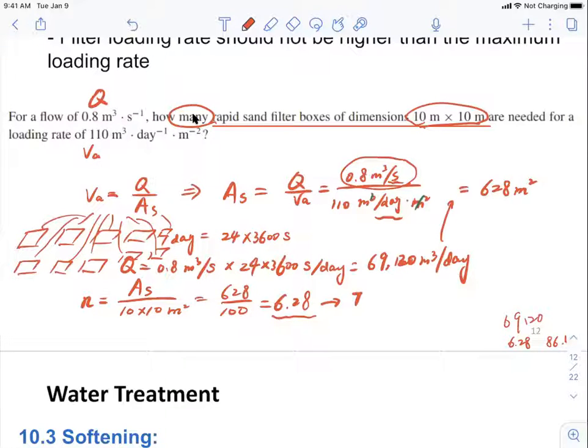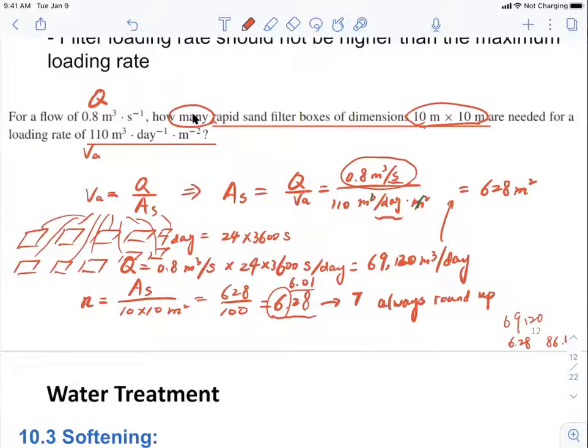The reason we're not rounding down is that if we just build 6 of them, then the velocity or the loading rate will become higher. So that's not sufficient to remove the contaminants from the water, right? So we always need to round up. No matter whether that's 6.28 or 6.01, even if it's 6.01, we should still round it up just to be safe, right? If it's lower than the required number of sand filters, then the loading rate will be higher than the design value, which means it's going to be more dangerous if we use a smaller number.